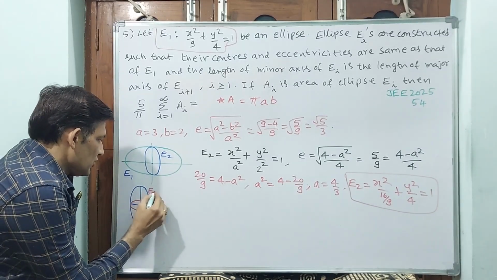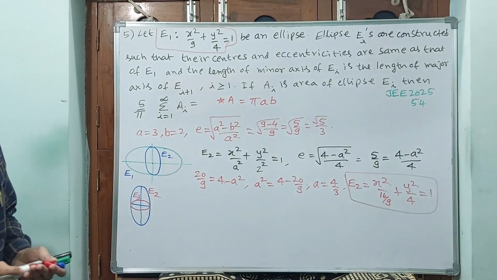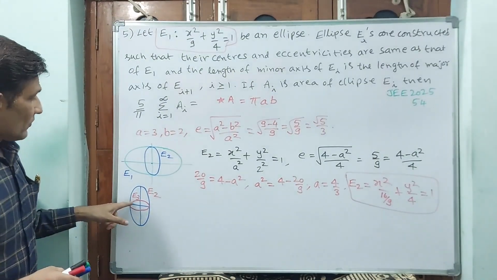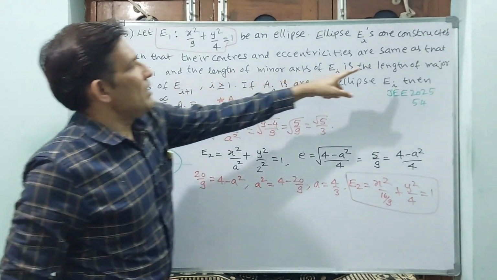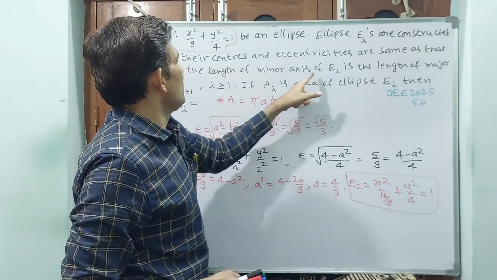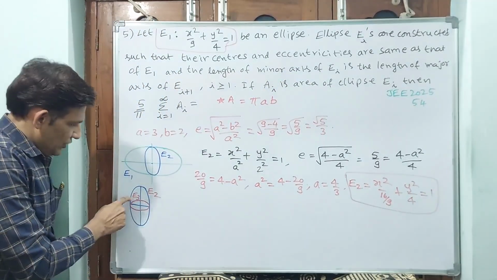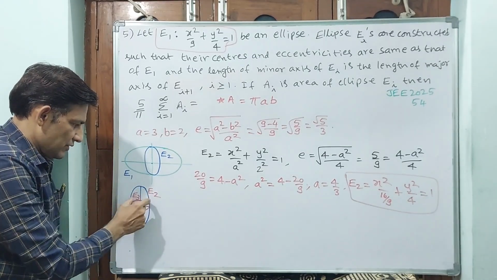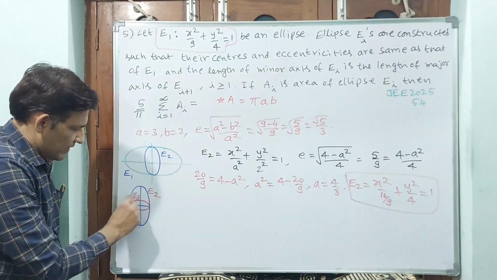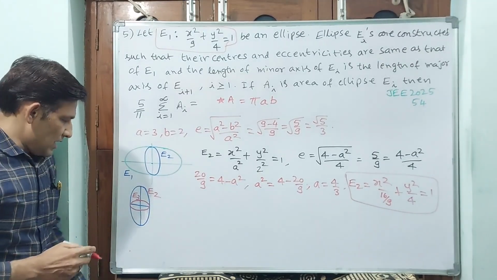Now this is E2, this is E3 inside, the small one. Now go back again. E3 major axis is equal to E2 minor axis. For E2 this is the minor axis, for E3 this is the major axis. Okay? Now, see what you want.